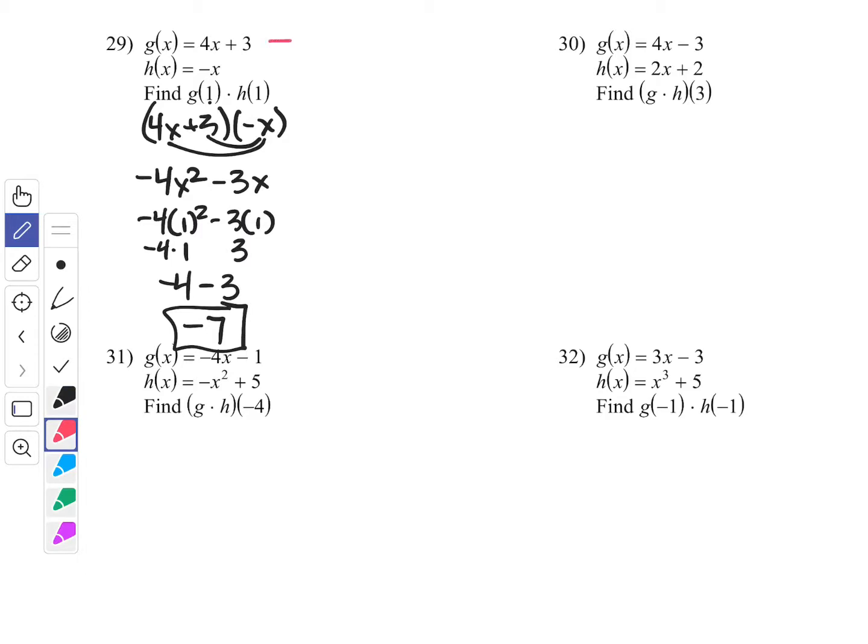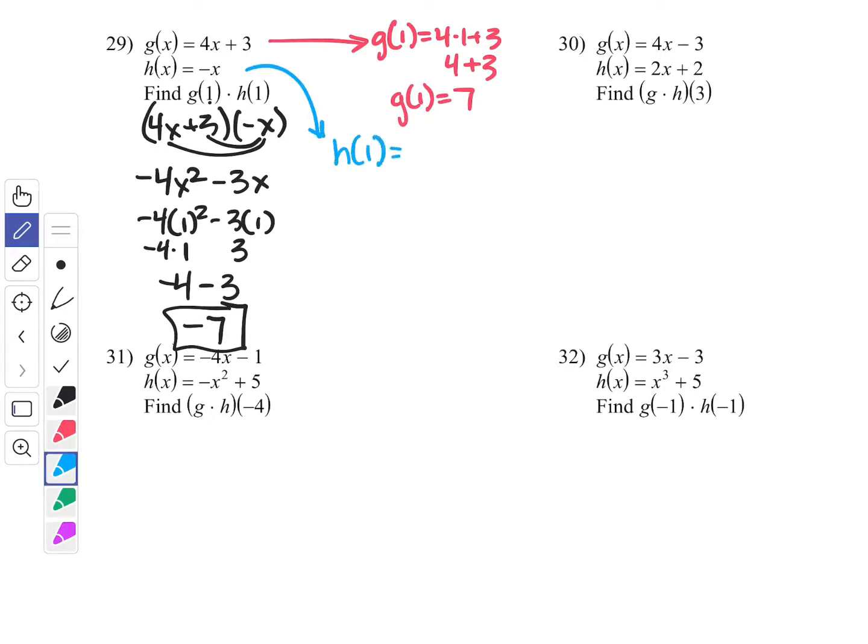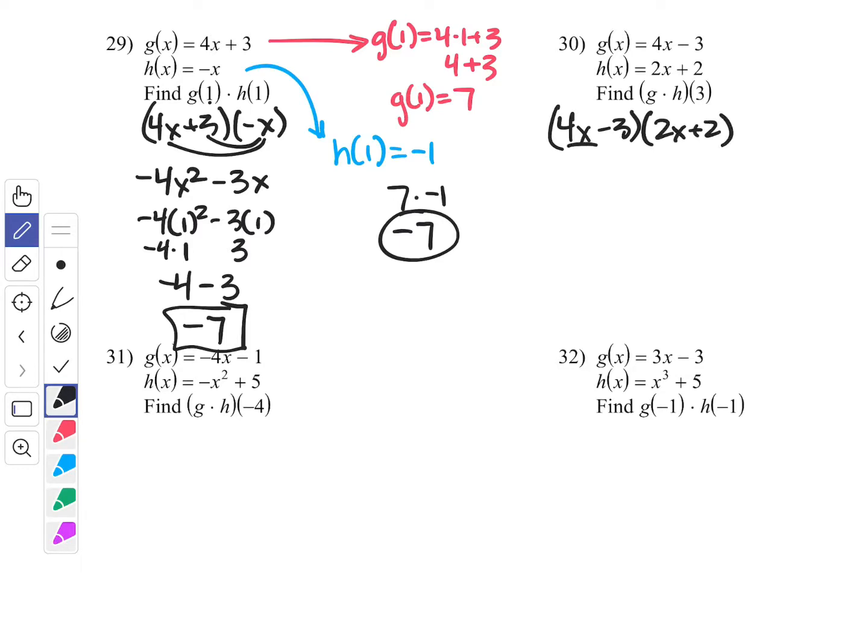Or this is where I think it's easier to evaluate, because then we just go g of 1 equals 4 times 1 plus 3. 4 times 1 is 4, plus 3 is 7. G of 1 equals 7. H of 1 would equal negative 1. That was easy. So then we just go 7 times negative 1, and we get negative 7. See, I think this is the case where it's a lot easier to deal with, especially the more complex type of problem you have, where yes, you've got to deal with all the pieces.